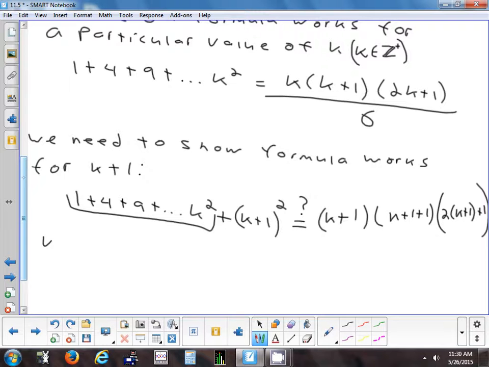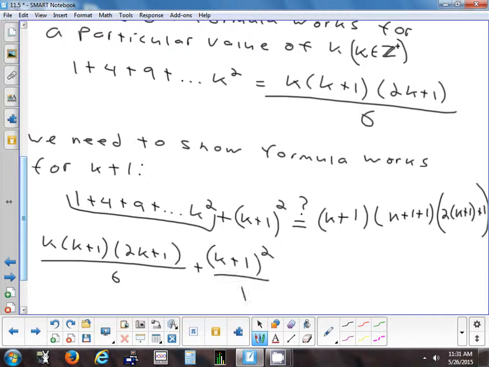Okay, so we got k plus 1, 2k plus 1 over 6. It's k plus 1 squared over 1. On the right-hand side, let's distribute out and combine some like terms so we can at least simplify it a little bit. k plus 1. What's the second factor going to be? What's k plus 1 plus 1? Emily?